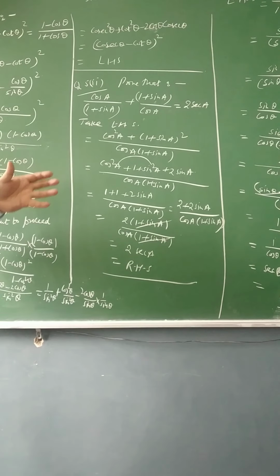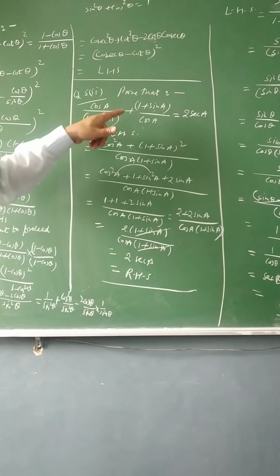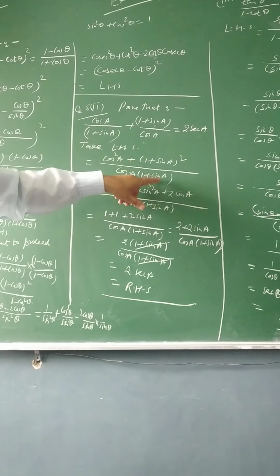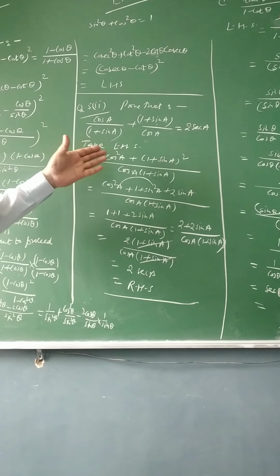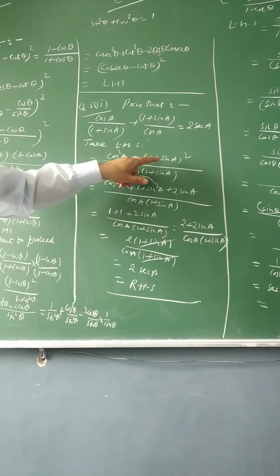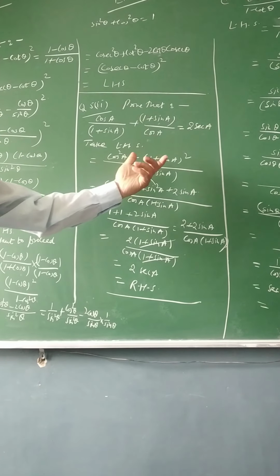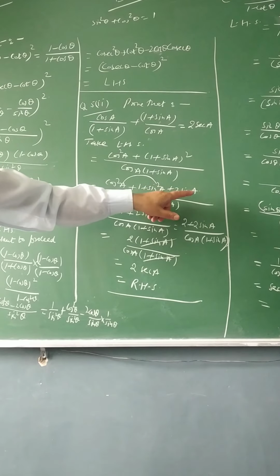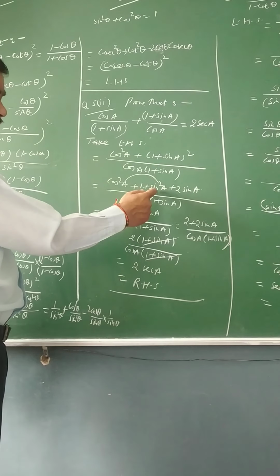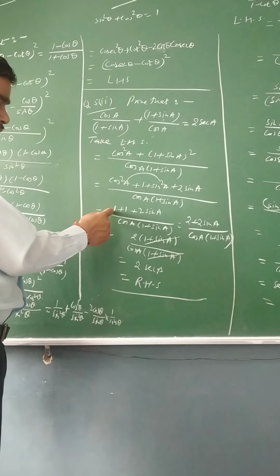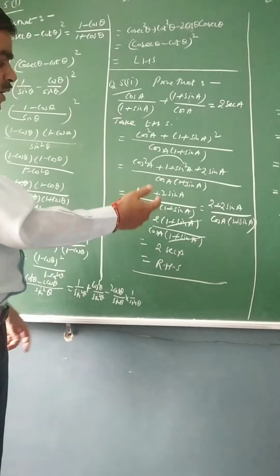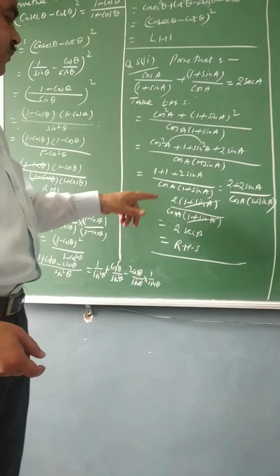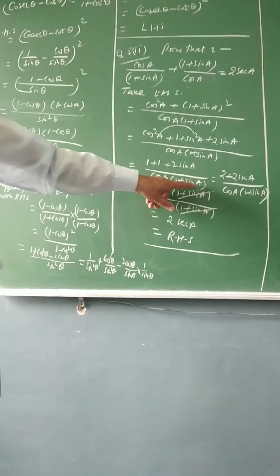What are you going to do there? Now you need sec, nothing in between. Either you take the LCM of both, and you will get cos a into 1 plus sin a. Then, after taking the LCM, you will get cos square a plus 1 plus sin a whole square. Now expand this as a square plus b square plus 2ab. Now you are getting cos square a plus sin square a, and I know that is equal to 1. So 1 plus 1 will make it 2 plus 2 sin a, and then upon it is cos a into 1 plus sin a.